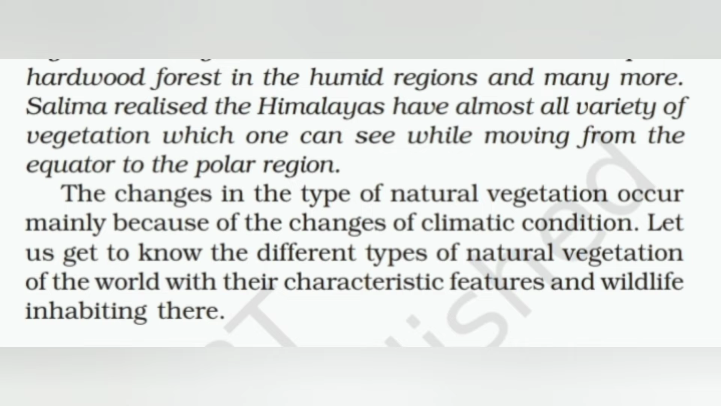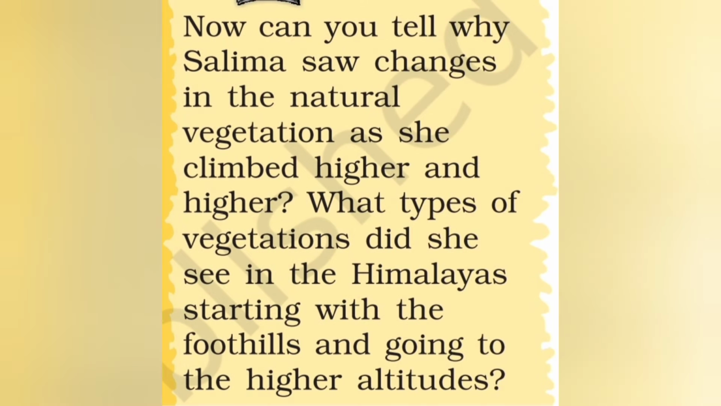Salima realized the Himalayas have almost all varieties of vegetation which one can see while moving from the equator to the polar region. The changes in the type of natural vegetation occur mainly because of the changes of climatic condition. Let's get to know the different types of natural vegetation of the world with their characteristics, features and wildlife inhabiting there. Page number 39.